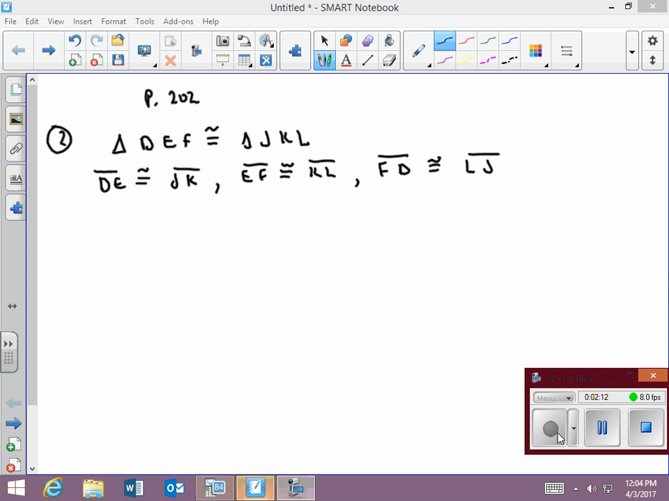And then for the angles, angle D would be congruent to its corresponding angle in the other triangle, angle J. And angle E corresponds to angle K. And angle F corresponds then to angle L. It's only to show that you have to make sure that you write them right, so they correspond.